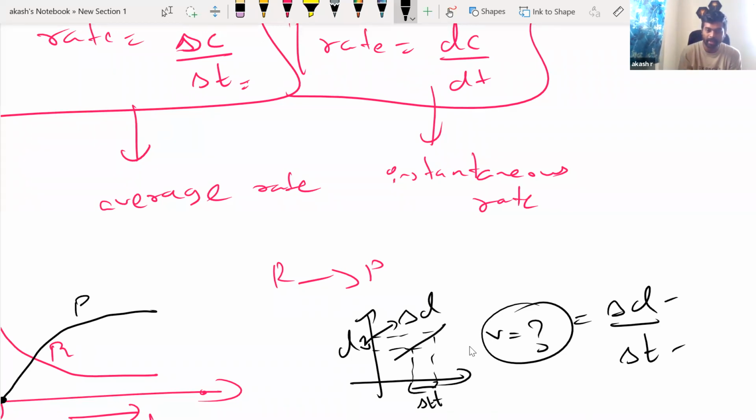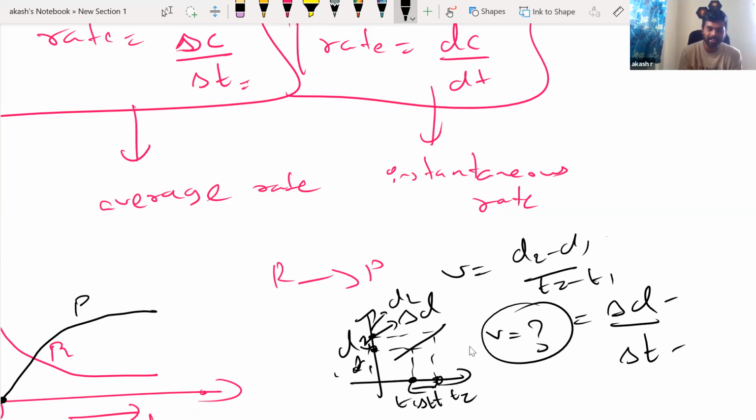So if I take this one, say this is some D2, this is some D1, and this is say T1, and this is say T2. What do we write? We write V is equal to D2 minus D1 divided by T2 minus T1. What is this? What am I doing here from the graph? Am I not taking the slope?